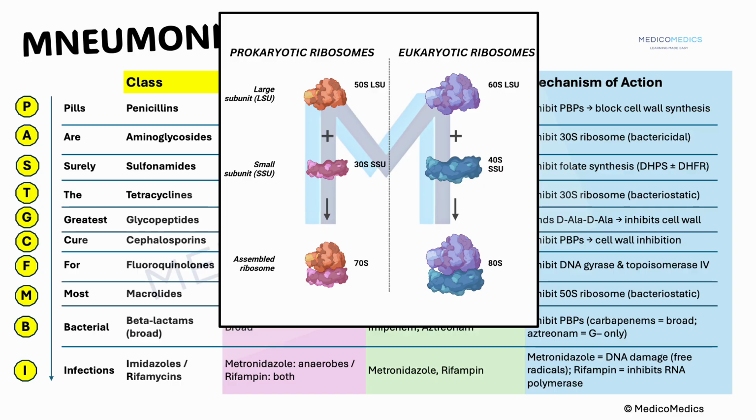And it is this structural difference which allows antibiotics like tetracyclines, aminoglycosides, or macrolides to specifically target bacterial ribosomes without disrupting our own. That's why these drugs are generally safe, unless in rare cases they interfere with mitochondrial ribosomes, which resemble those of bacteria.